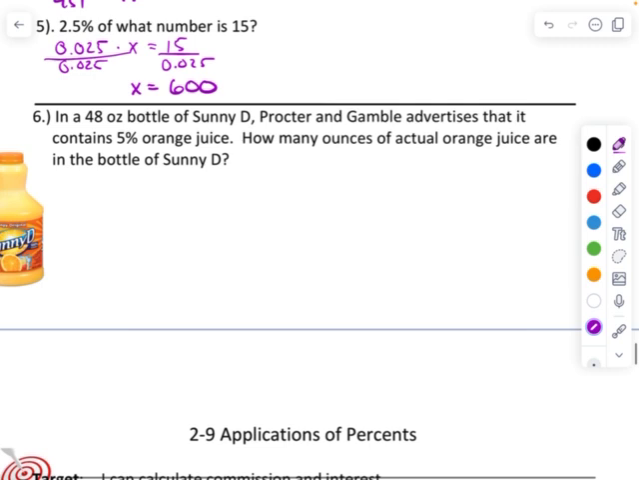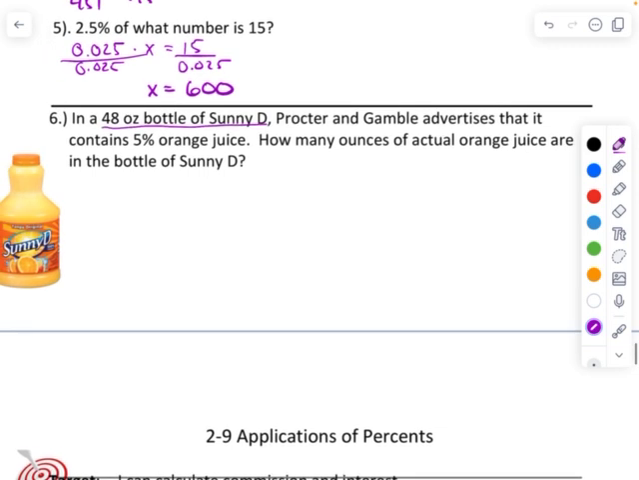Now, let's take a look at how we can apply it. Okay, this is our first practice with application. Section 2.9, we will work more with applying percents in real life. Number 6 says, in a 48-ounce bottle of Sunny D, Procter & Gamble advertises that it contains 5% orange juice. How many ounces of actual orange juice are in the bottle of Sunny D?